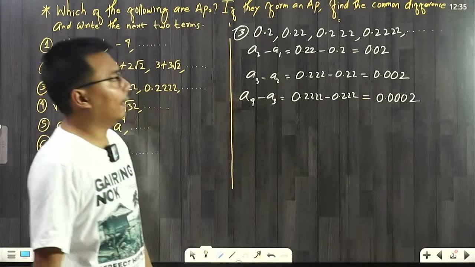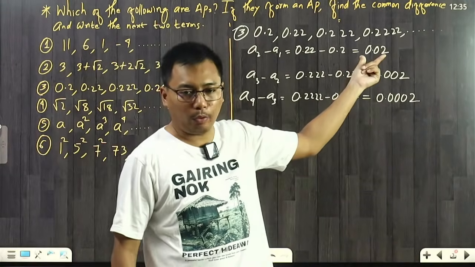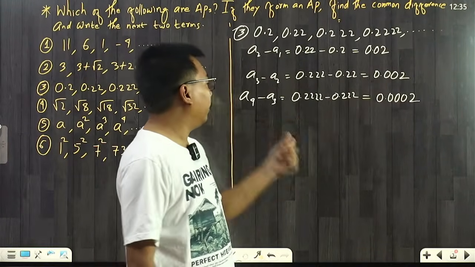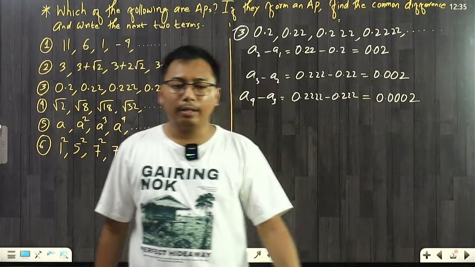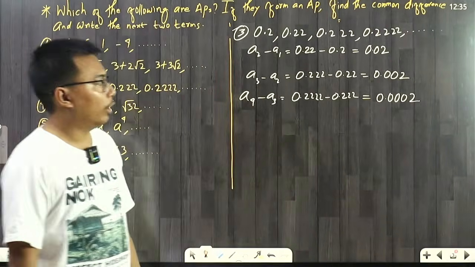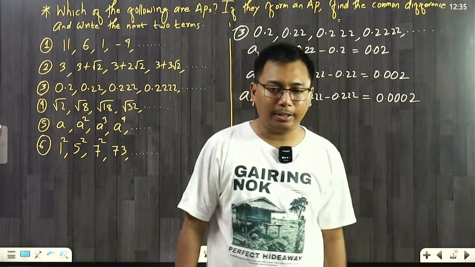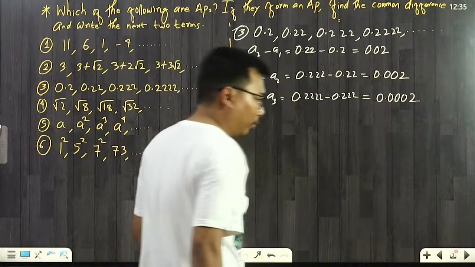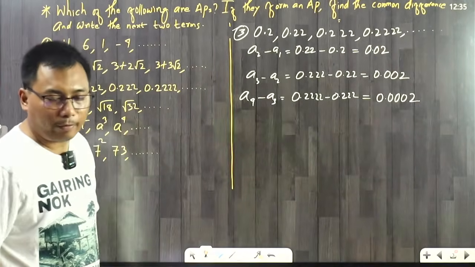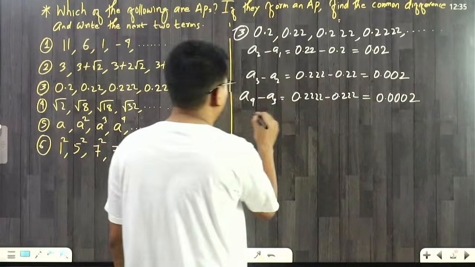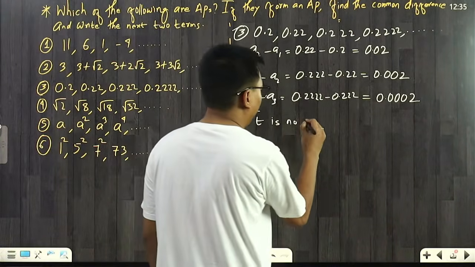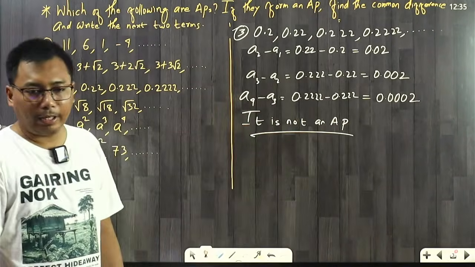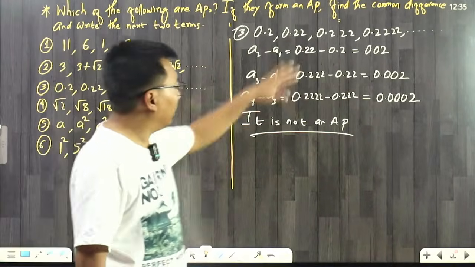Now if you can see here, the difference between the second term and first term is 0.02. The difference between third term and second term is 0.002. And the difference between fourth term and third term is 0.0002. So are the differences the same? No, the differences are not the same, which means we do not have a common difference here. Since we do not have a common difference, this list of numbers is not an AP. This given list of numbers does not form an AP.